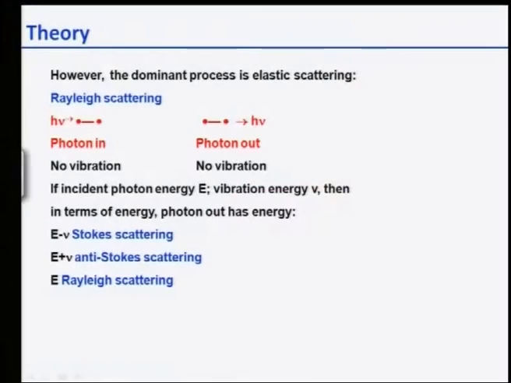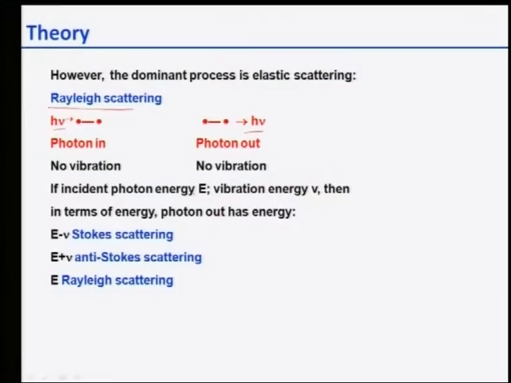Now, there is obviously a dominant scattering process, which is elastic scattering. Elastic scattering means there is no energy loss when the photon is absorbed or goes out, and this is known by the name of Rayleigh, long back. This is simple: energy absorbed, energy goes out. So, in both cases no vibrations. So, elastic scattering cannot give Raman scattering.